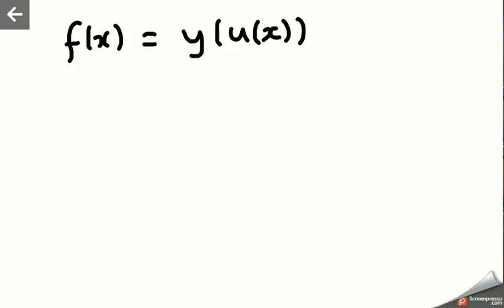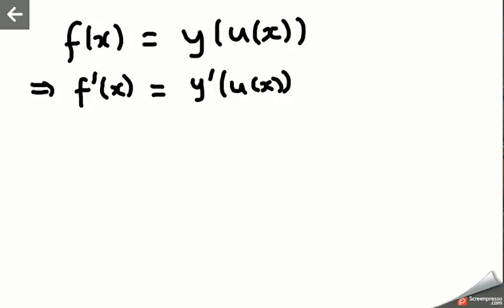So remember, the chain rule says that if you have a function f of x and it's equal to a function of another function of x, so a function y of a function u of the variable x, then we have that f prime of x is equal to y prime of u of x, so y prime at the point u of x, times u prime of x. I'm not even going to bother to write the times in. Okay, so f prime of x is equal to y prime of u of x times u prime of x. That's what we're trying to prove.